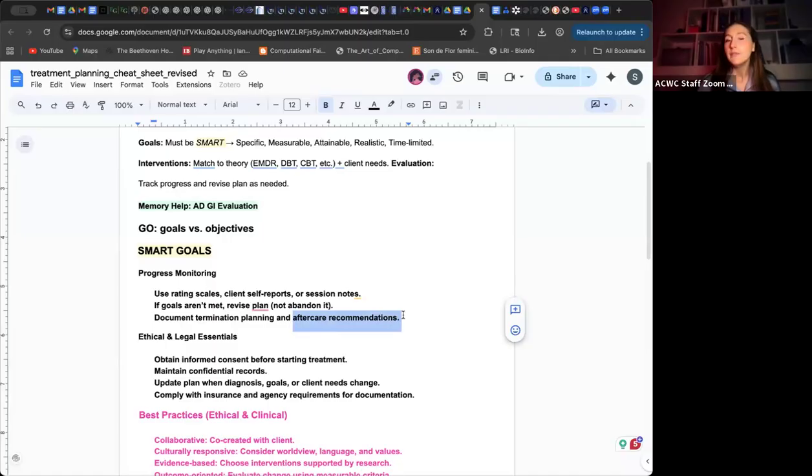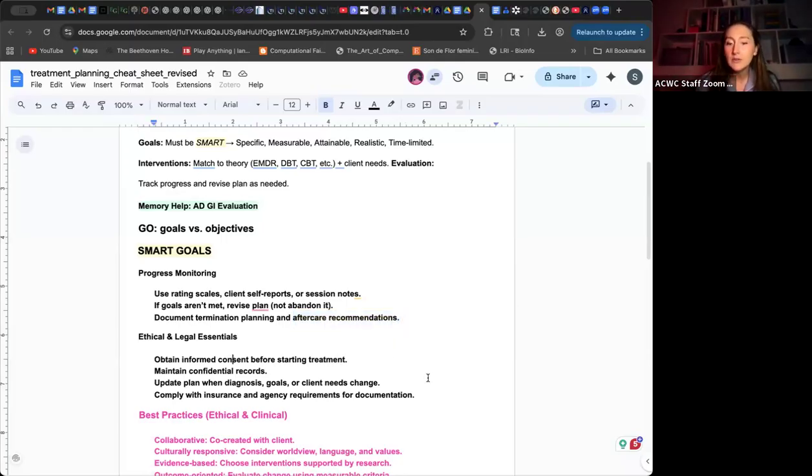So that would be more like an ethics type question with treatment planning. Does the person taking this exam know that you don't just cut off from your client and ship them off, right? You have aftercare recommendations.